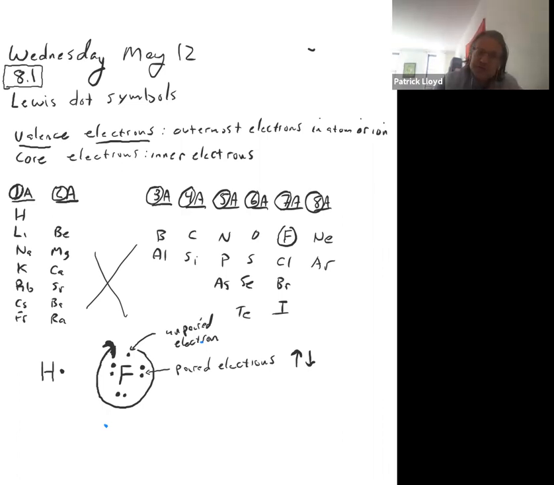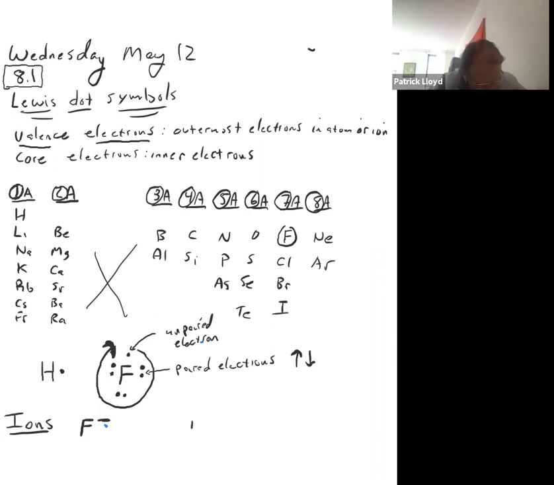And we're going to use this symbolism, these symbols, in order to talk about chemical bonding. Now, you can also do it for ions. And so let me show you how you deal with that. So again, these are the dot symbols we're talking about right now. Lewis was the one who came up with this idea. So for example, let's say we want to draw the Lewis dot symbol for fluoride, F minus. How do we deal with that? Well, what is F minus?